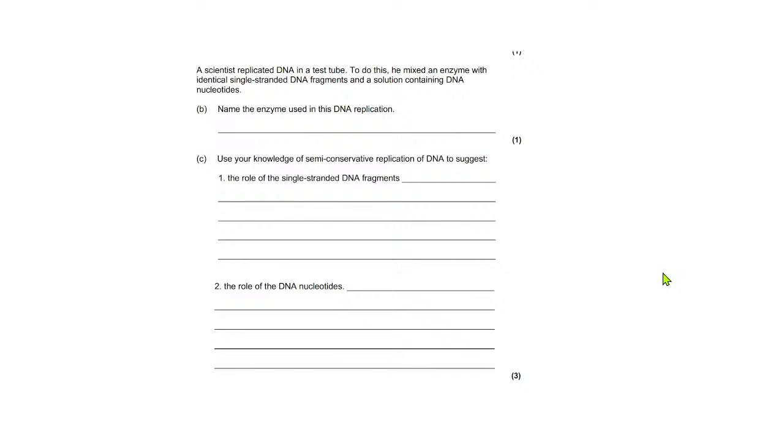Use your knowledge of semi-conservative replication to suggest the role of single-stranded DNA fragments and the role of the DNA nucleotides. The single-stranded DNA fragment is your template strand, and it allows the complementary free nucleotides to bind to it, so it acts as a template. The role of your DNA nucleotides is to bind to the template strand and then form phosphodiester bonds between each other to form your new strand.